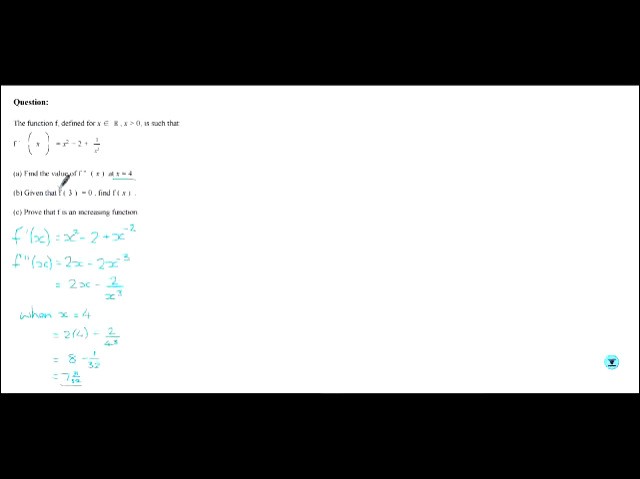So B, we're given that f of 3 equals 0. So we have to find this function. So that means we have to integrate it. I just changed colour to separate these up. So part B.